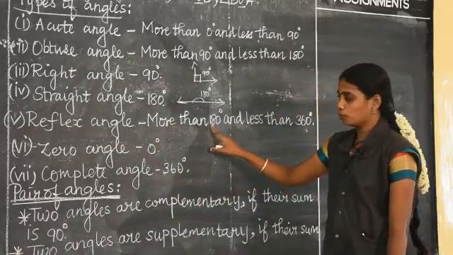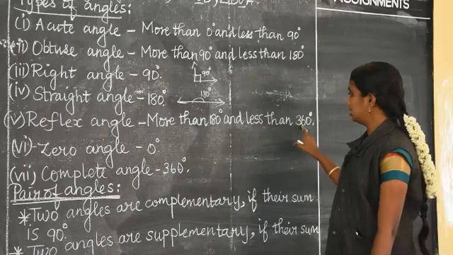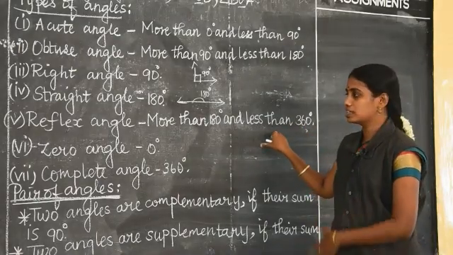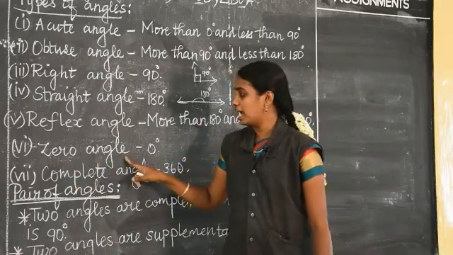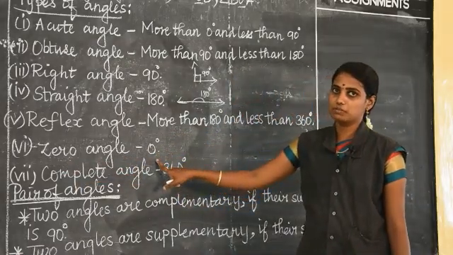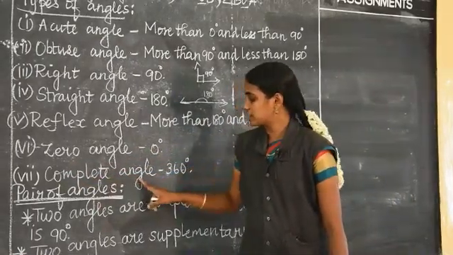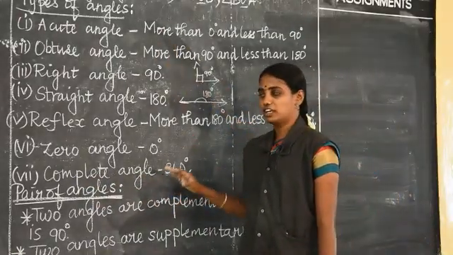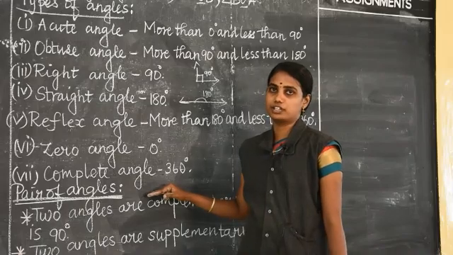It's more than 180 degree, less than 360 degree. Then zero angle: 0 degree. Complete angle: 360 degree. It's a very important type of angle. We have these 7 types of angles.